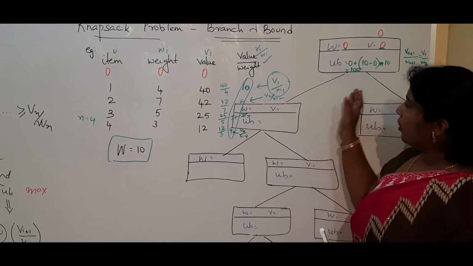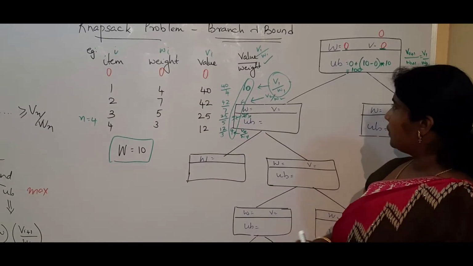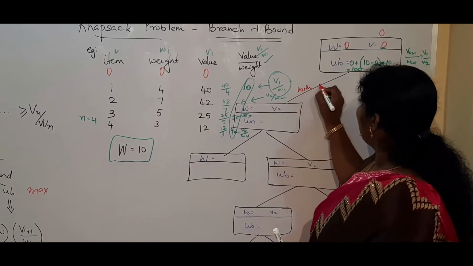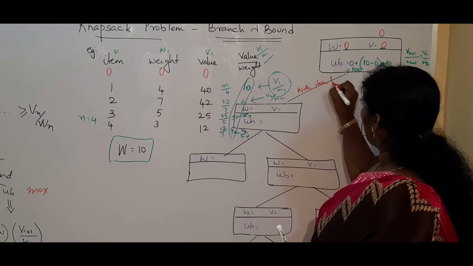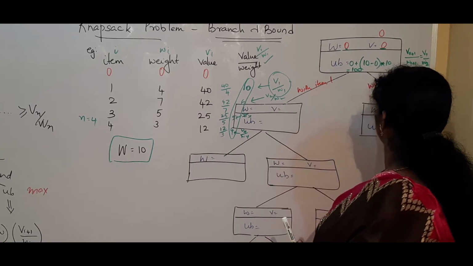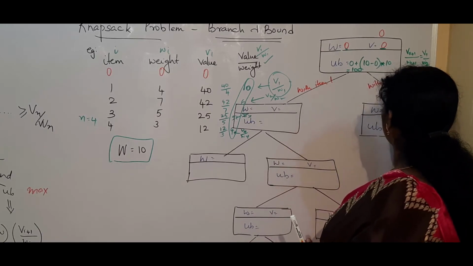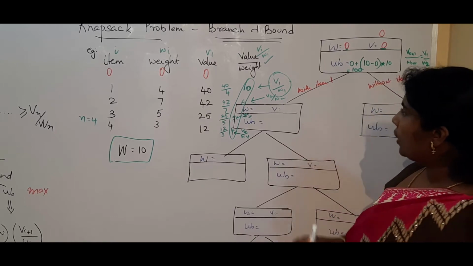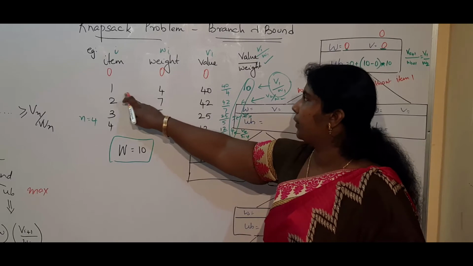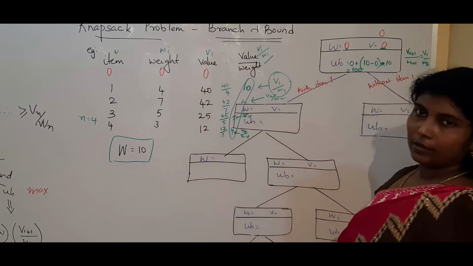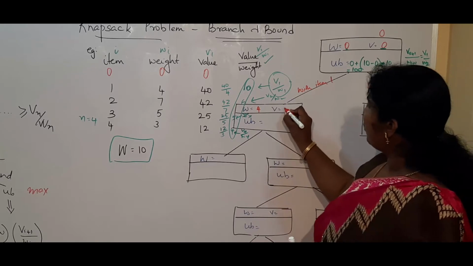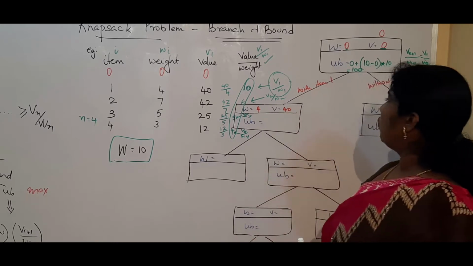Now how do we branch and go? It is going to be with item 1 and without item 1. So with item 1, what is the weight for that? It is going to be 4. What is the value? It is going to be 40.